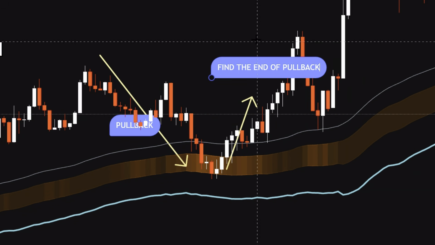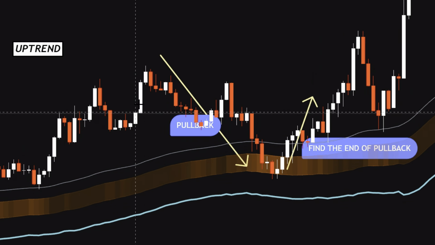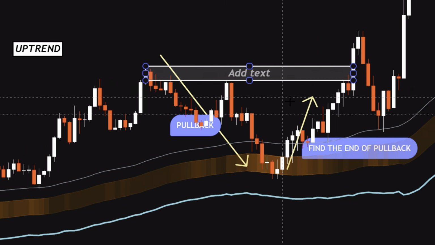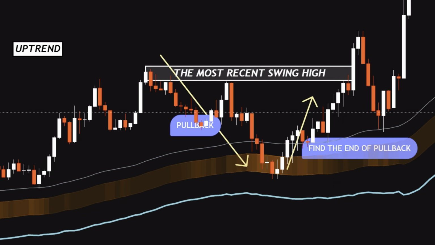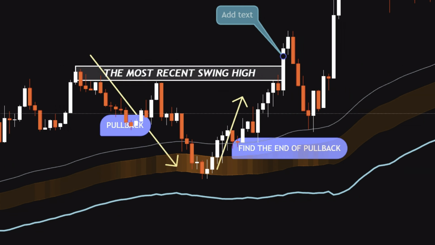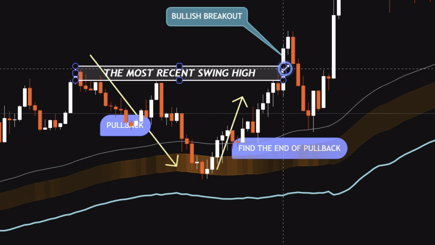To find the end of the pullback, mark the most recent swing high on the chart, just like I do here on the screen, and wait for the price to break above that most recent swing high, which is the current resistance of the market. If price has enough energy to break above that level, that means there's a high probability for a buy trade. But we do not trade yet.